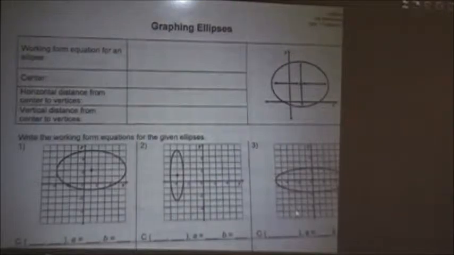Okay, so this is graphing ellipses. Graphing an ellipse is very similar to graphing a circle because ellipses and circles are cousins, like squares and rectangles are cousins. Actually, a circle is an ellipse. It just happens to be a perfect ellipse.